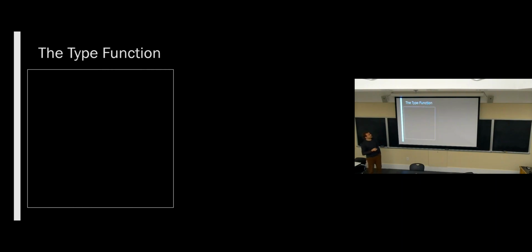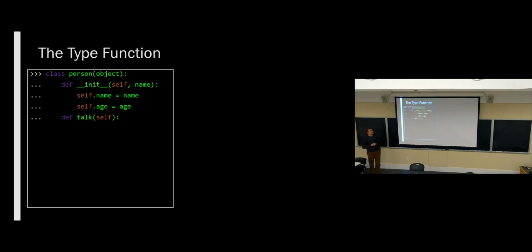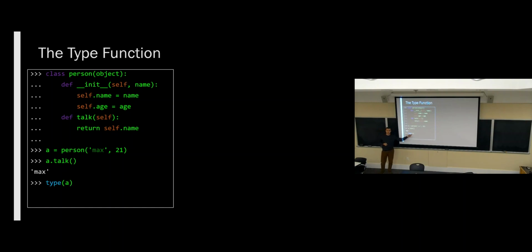So I want to talk about this function called the type function. We've been using it throughout the lectures. Let's say we have this class here. It's your generic person class. Takes in a name and an age. Has a talk method. If we make a person instance, we can call type on that instance, and we get the type of the instance, right?